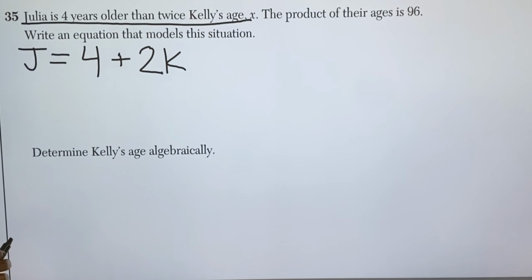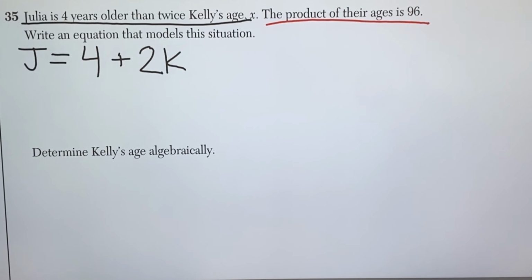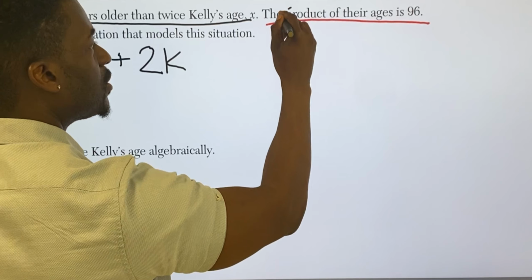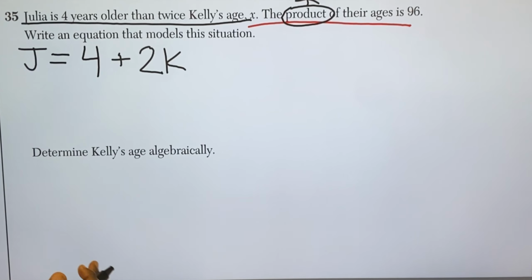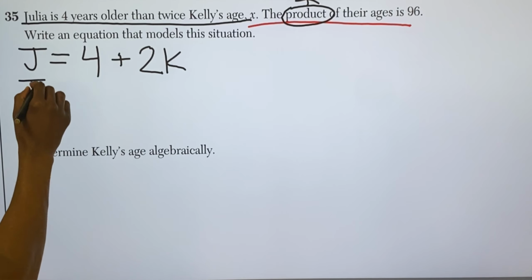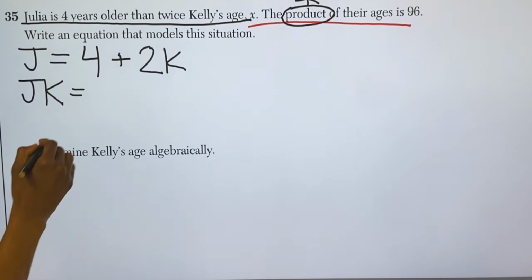Now we've got this part. Now let's look over here. The product of their ages is 96. What does product mean? Product is the final value of what operation? Multiplication. So that means they want to multiply and get 96. So the product of their ages, Julia's age times Kelly's age, is going to equal what? 96.